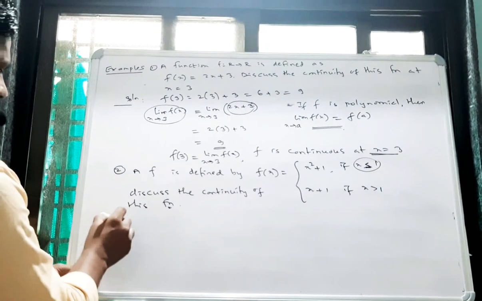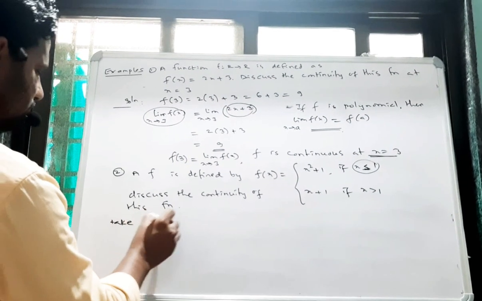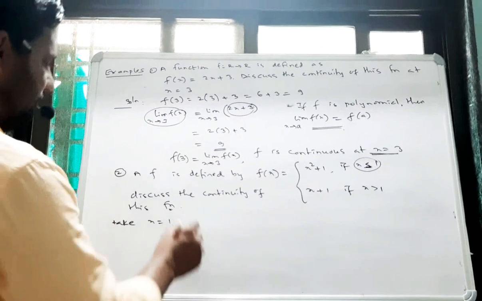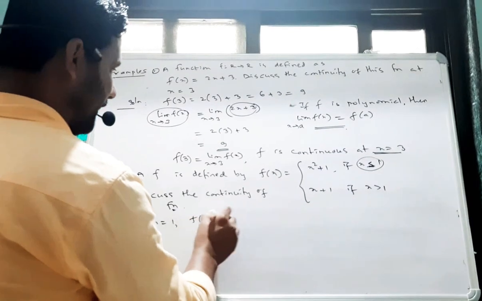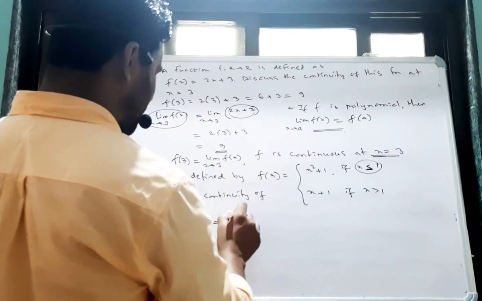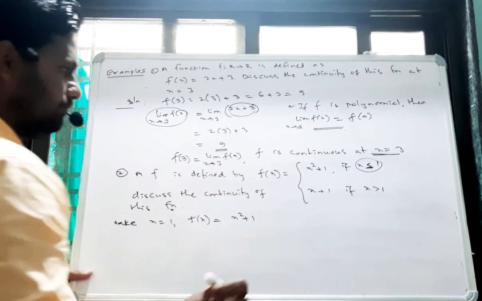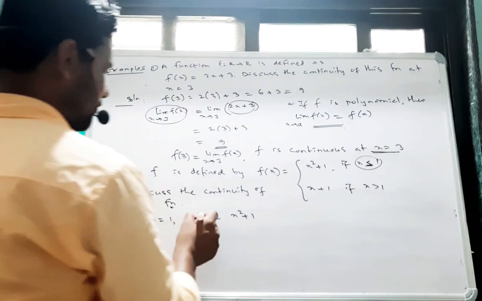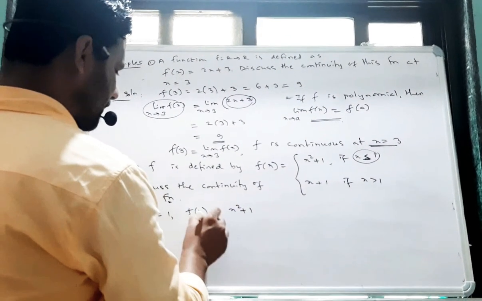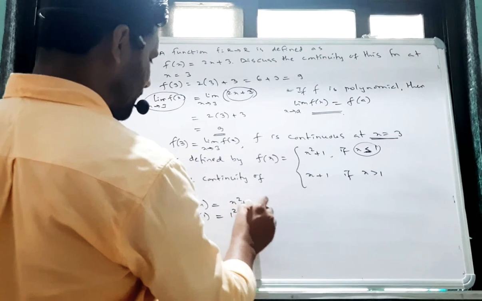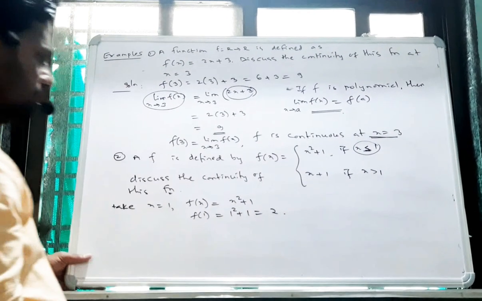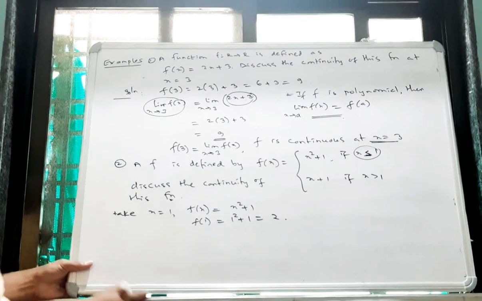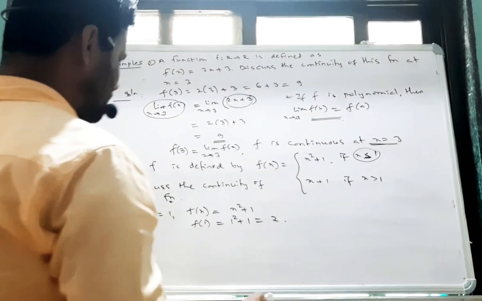So take the point x equal to 1. Then f of x at x equal to 1 is given as x square plus 1. So put x equal to 1, so f of 1 is equal to 1 square plus 1, that is equal to 2. Now find the left hand limit and right hand limit.